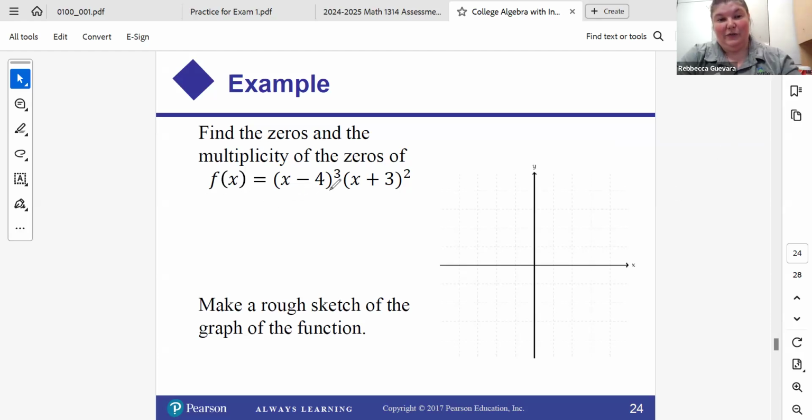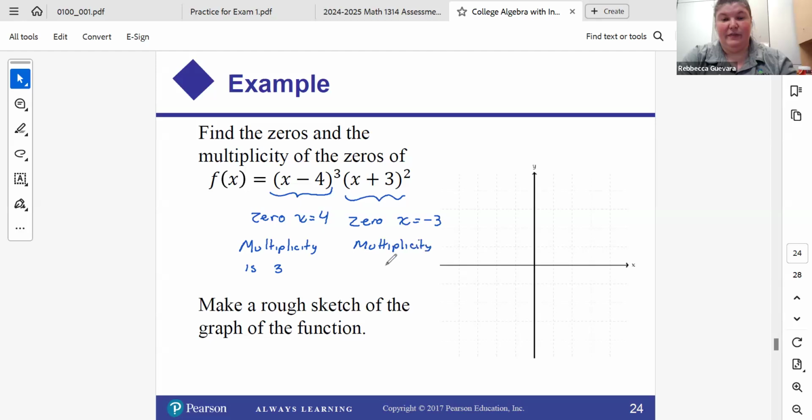So we have this factor here. This one's telling me I'm going to have a 0 at 4, because, like I said, if I solve this for x, I'd get 4, and its multiplicity is 3. This one right here, if I solve x plus 3 equals 0, we would find that my 0 is x equals -3, and my multiplicity is going to be 2.